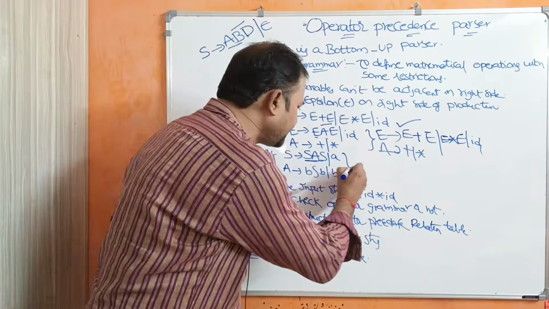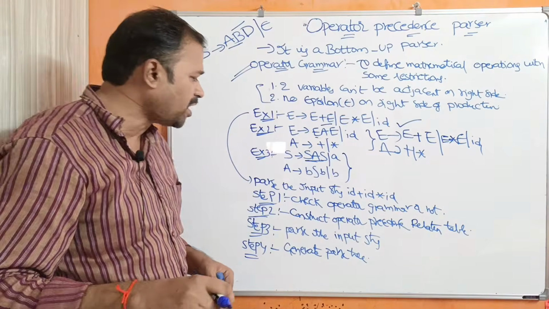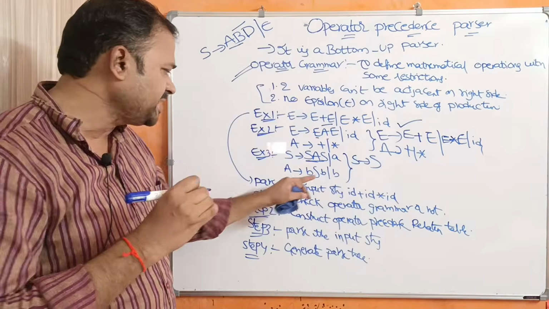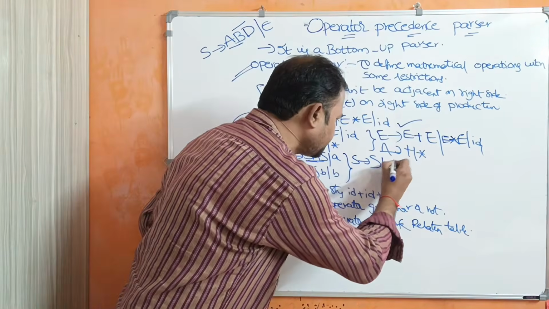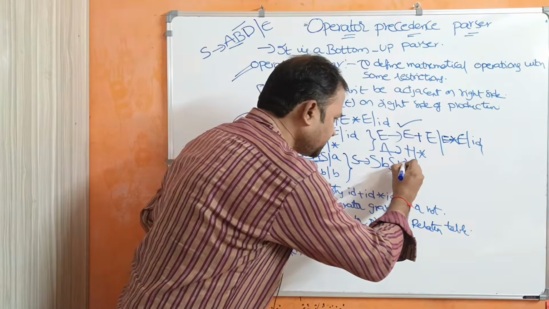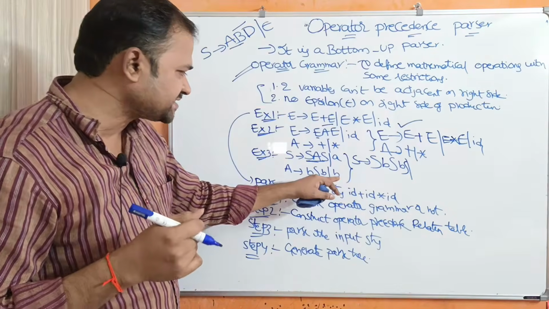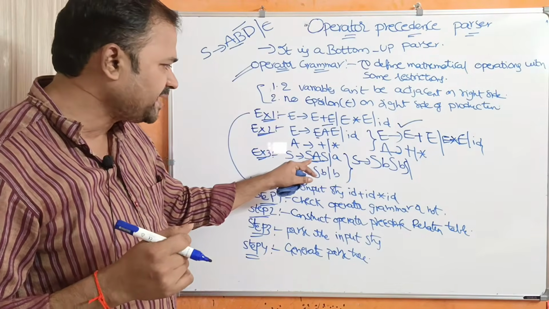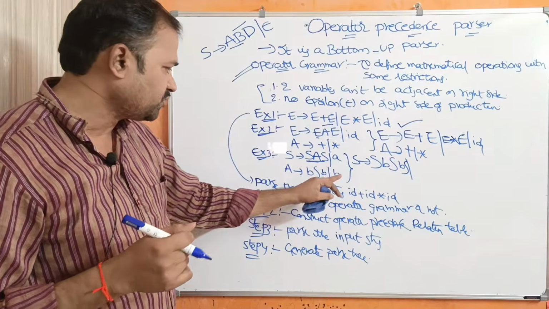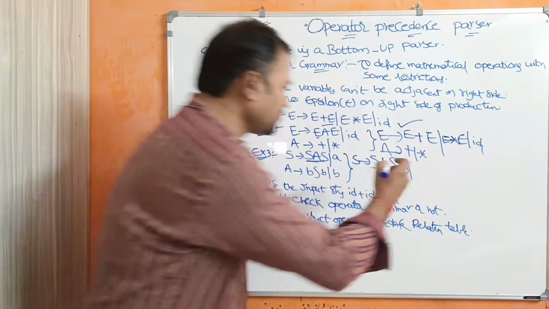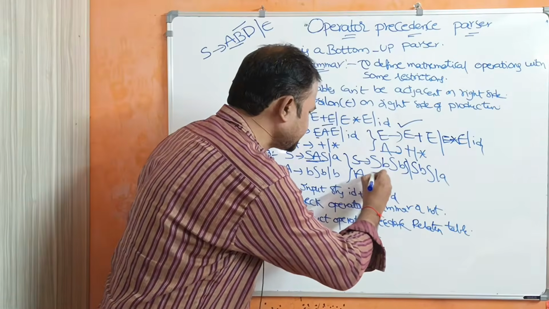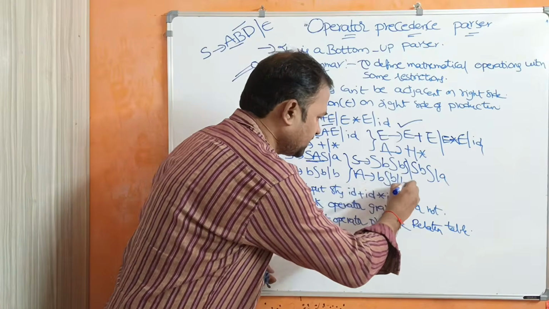So how can we convert this non-operator grammar into operator grammar? S produces, yes, what is A here? BSB. So in place of A, substitute BSB. Next we have S, so let us write that S here. Or what is the other production for A? B. So for A we have another production, that is B. So S produces SBS... Next, A produces BSB or B.